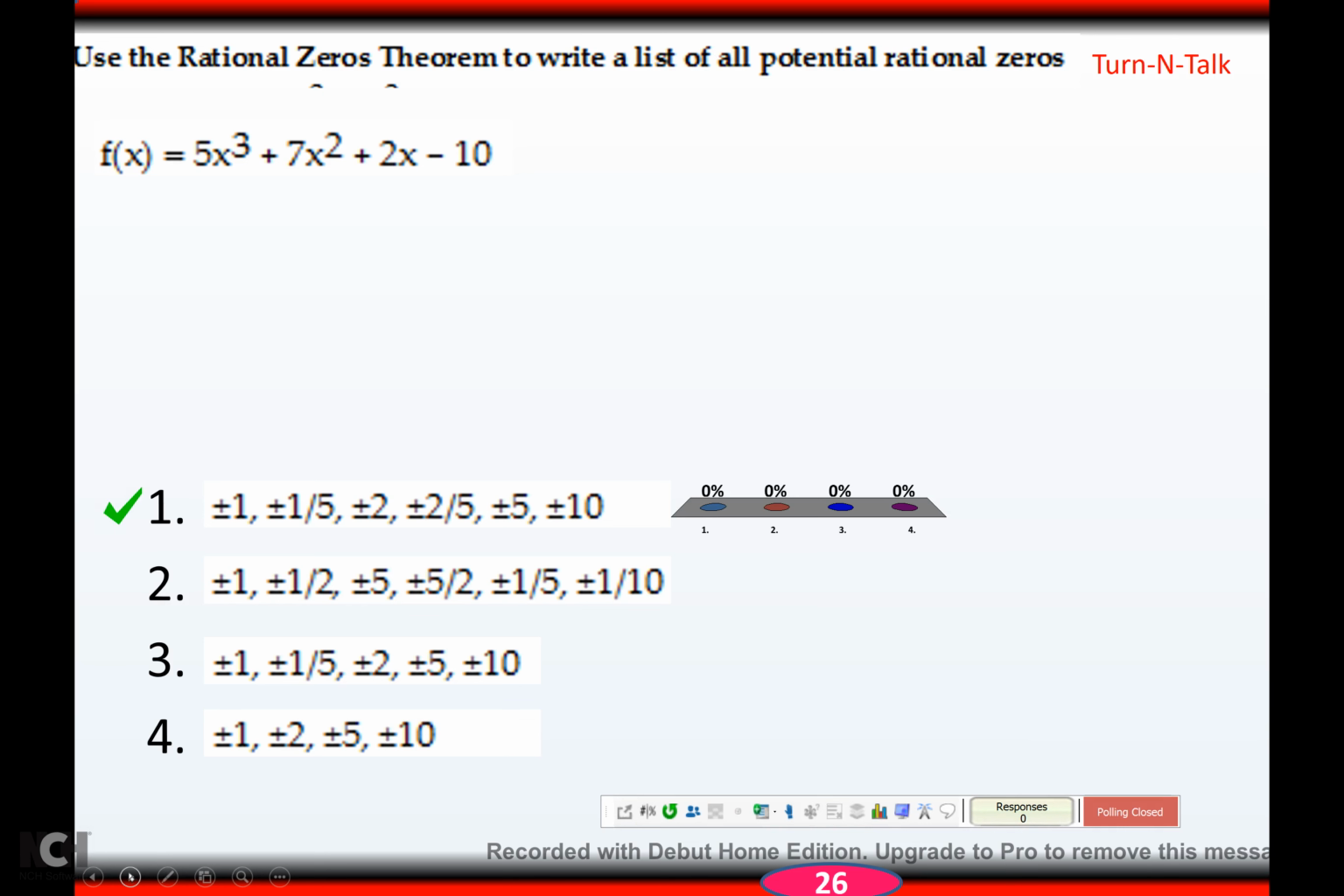Alright, this one just says to write a list of all potential rational zeros. You don't actually have to see which ones of them are. You're just making the list. Well, again, don't go alphabetical. It's P at the end, Q at the front.